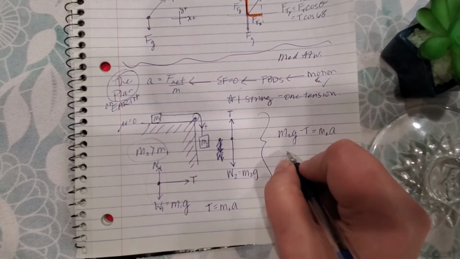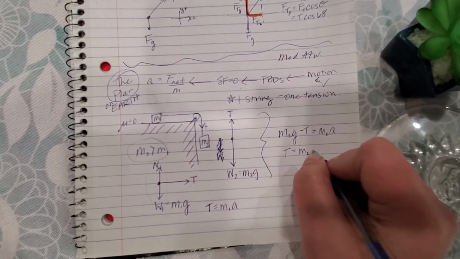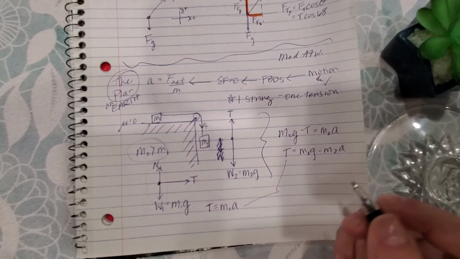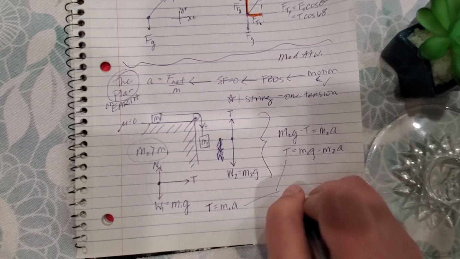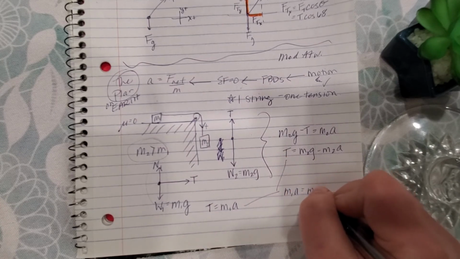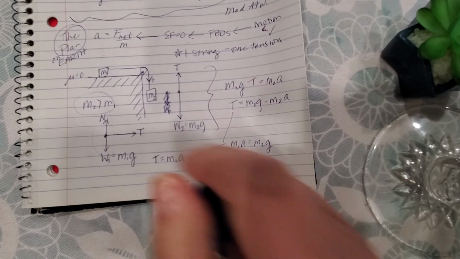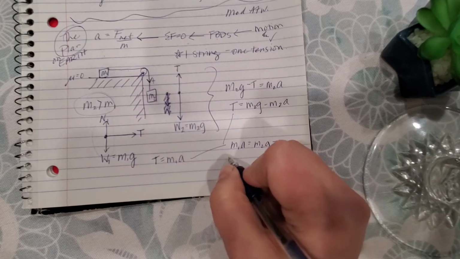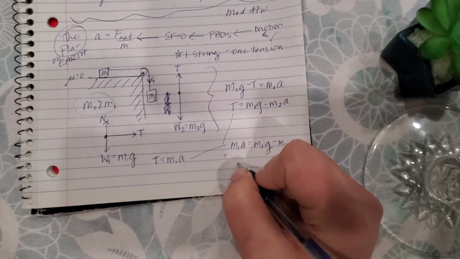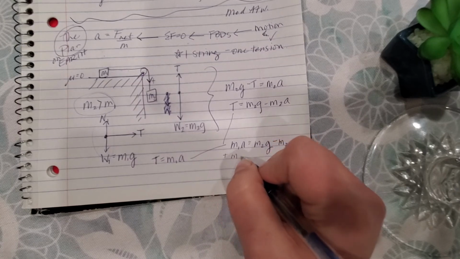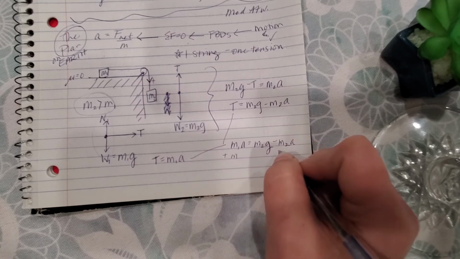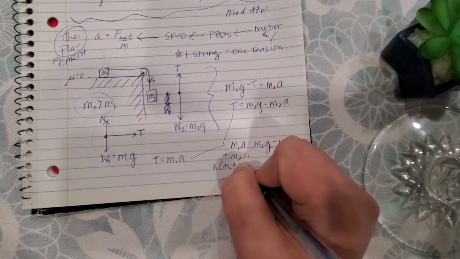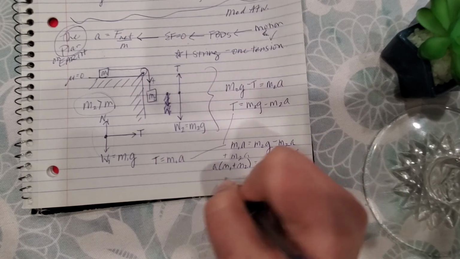Let's rearrange this for T. T is equal to M2G minus M2A. And now we can bring these guys together. T is right there. And we've got M1A is equal to M2G minus M2A, and we can rearrange and solve for A. Can you guys see this? Sorry. Let's see, let's add M2A. See if you can beat me. Keep going.